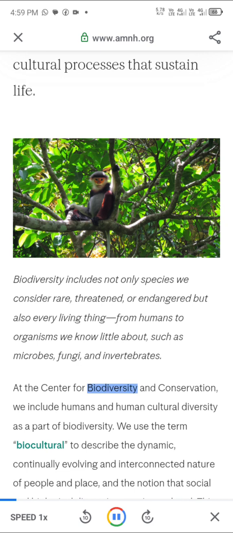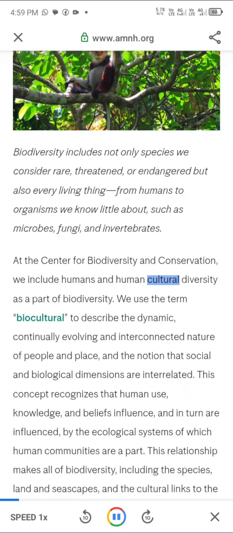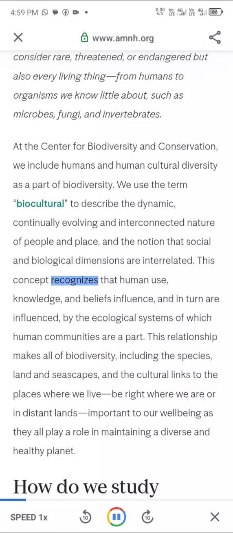At the Center for Biodiversity and Conservation, we include humans and human cultural diversity as a part of biodiversity. We use the term biocultural to describe the dynamic, continually evolving and interconnected nature of people and place, and the notion that social and biological dimensions are interrelated. This concept recognizes that human use, knowledge, and beliefs influence, and in turn are influenced by, the ecological systems of which human communities are a part.